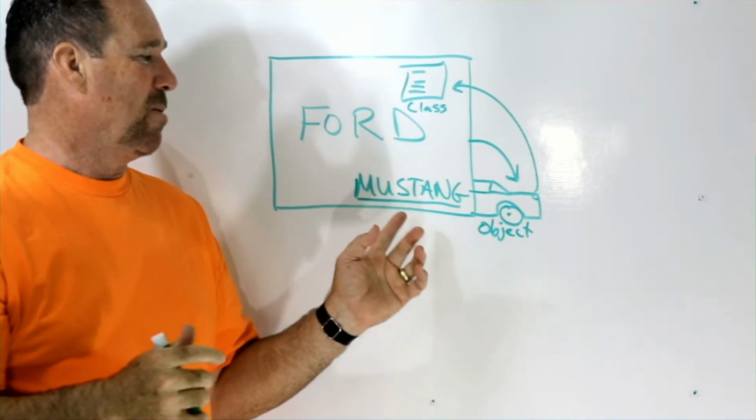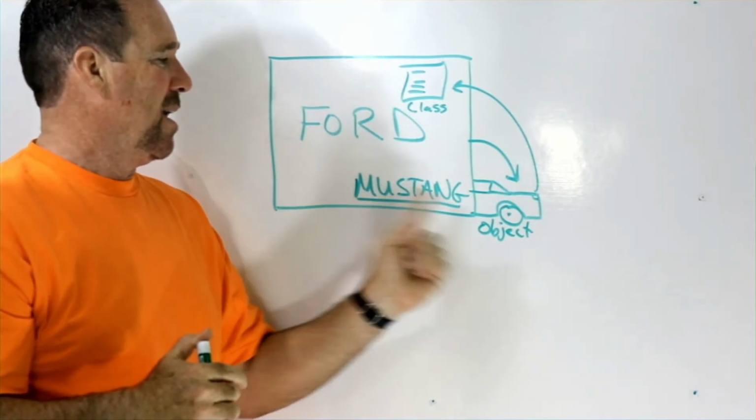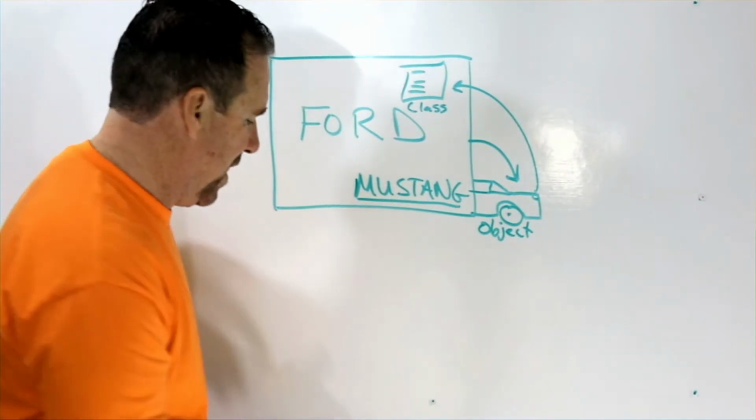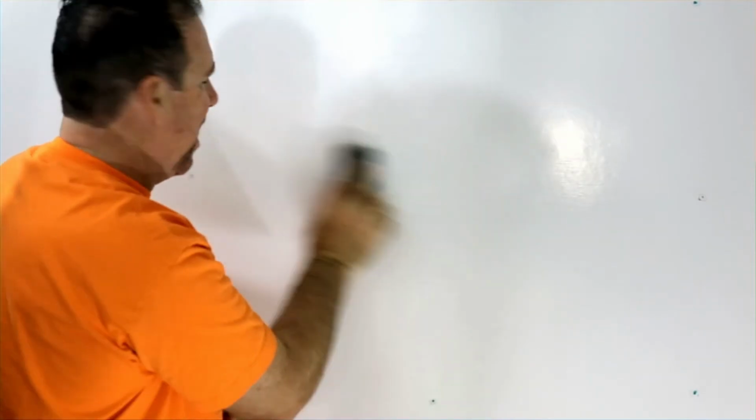I think this is a better one. The Mustang comes out. Then I look at the blueprints of how to create a Mustang, and then we just start stamping them out, and that's called instantiation. Okay? All right, let me undo that. The picture didn't come out as bad as I thought it was going to come out.